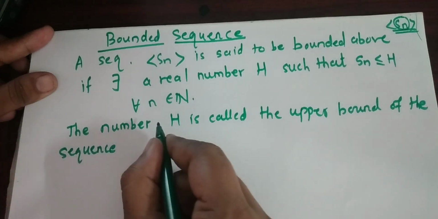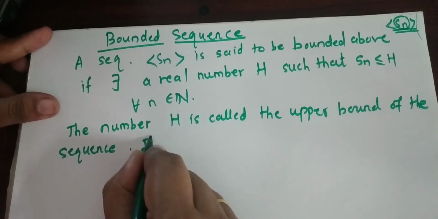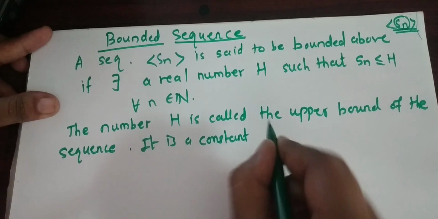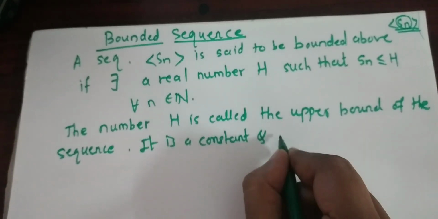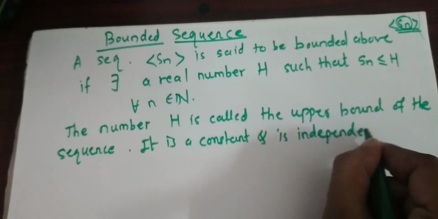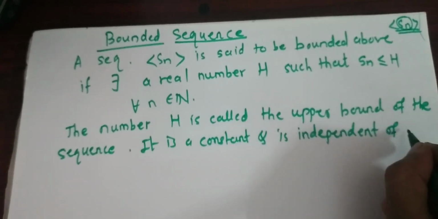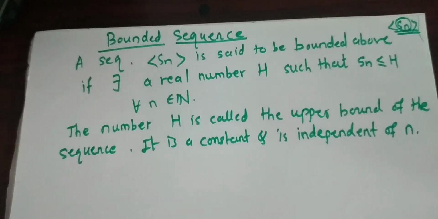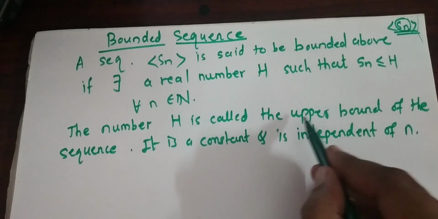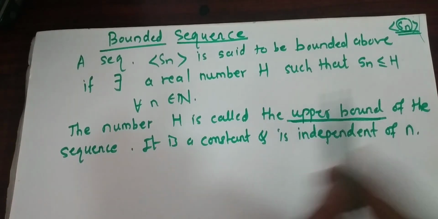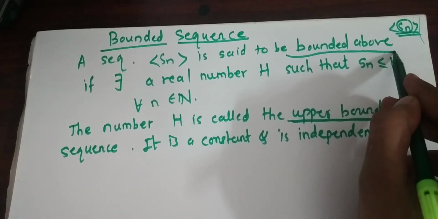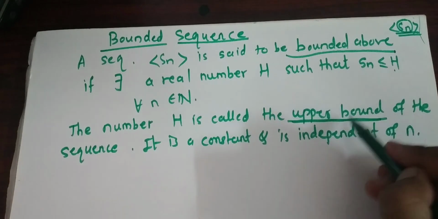It is a constant number and is independent of n. The number h is called upper bound. बाउंडेड अबाव जर सिक्वेन्स असेल तर त्याच्यामध्ये ह्या h ला अप्पर बाउंड म्हणतात.